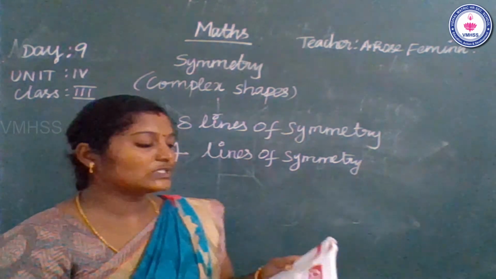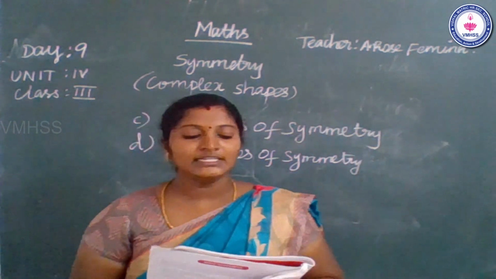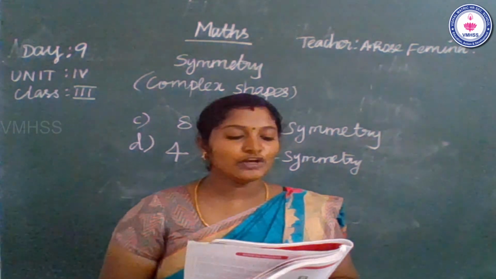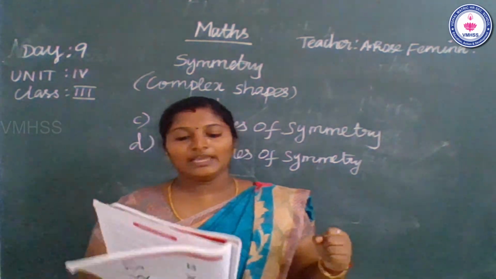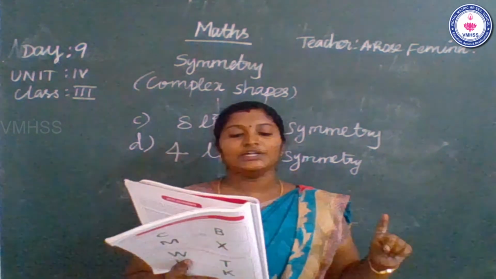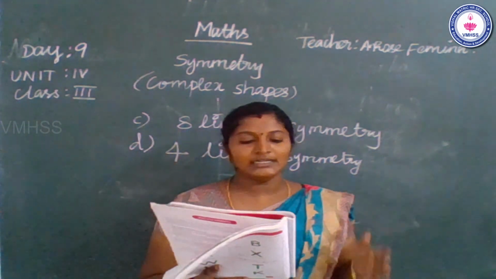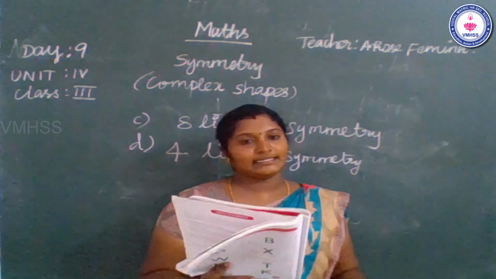Once again, symmetry, complex shape. First one, tell whether the dotted line on each letter represents a line of symmetry. Which one is the correct line of symmetry? You already know. First one is a wrong answer and second one is a correct answer. Third one is a wrong answer and D is the correct answer.